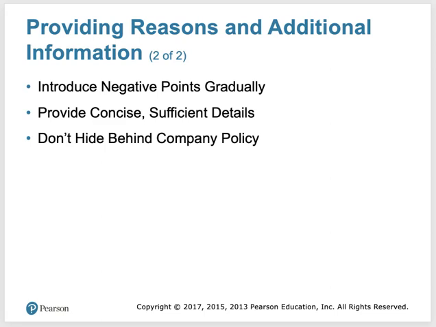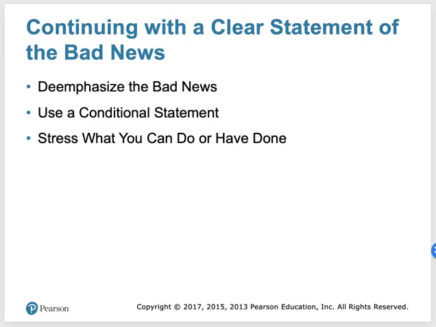So you've opened with the buffer, and then you've provided reasons and additional information, and then you are going to continue with a clear statement of the bad news. So after reasoning has been thoughtfully and logically established, your reader is prepared to receive the bad news. So state the negative news clearly and then make a smooth transition to any positive news that might balance the story. You can use 3 techniques to convey the negative information as clearly and kindly as possible.